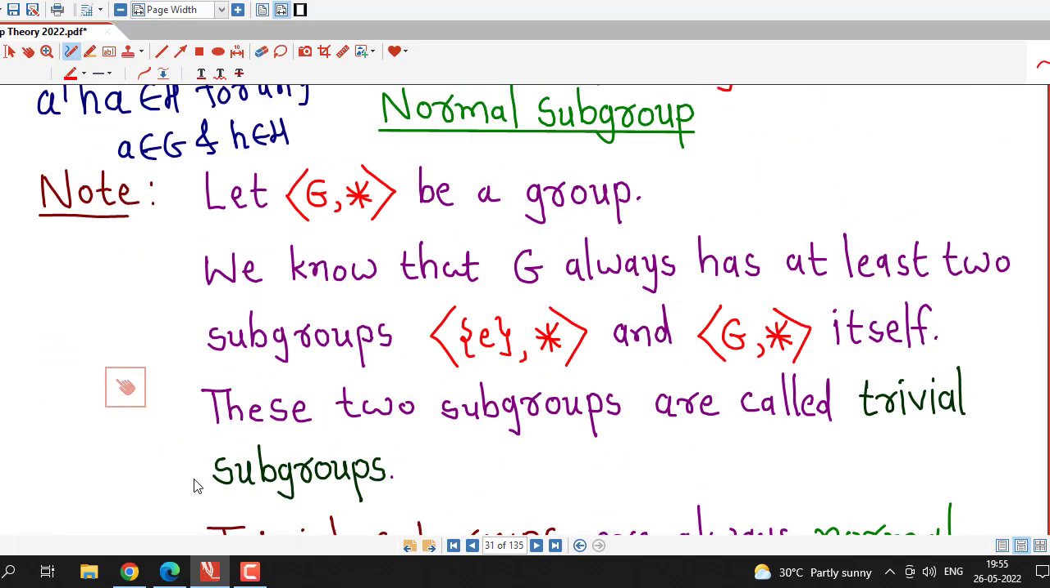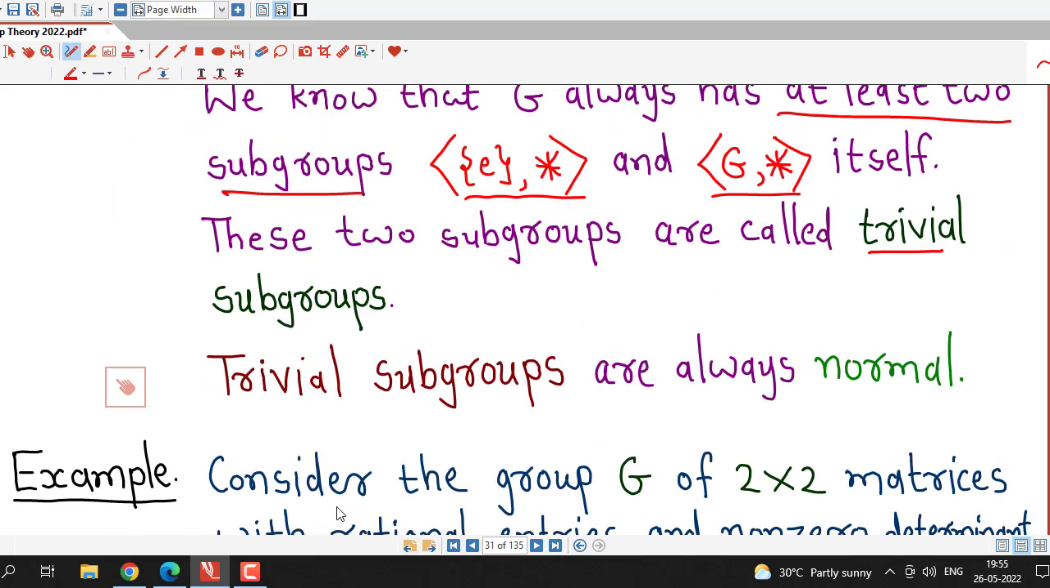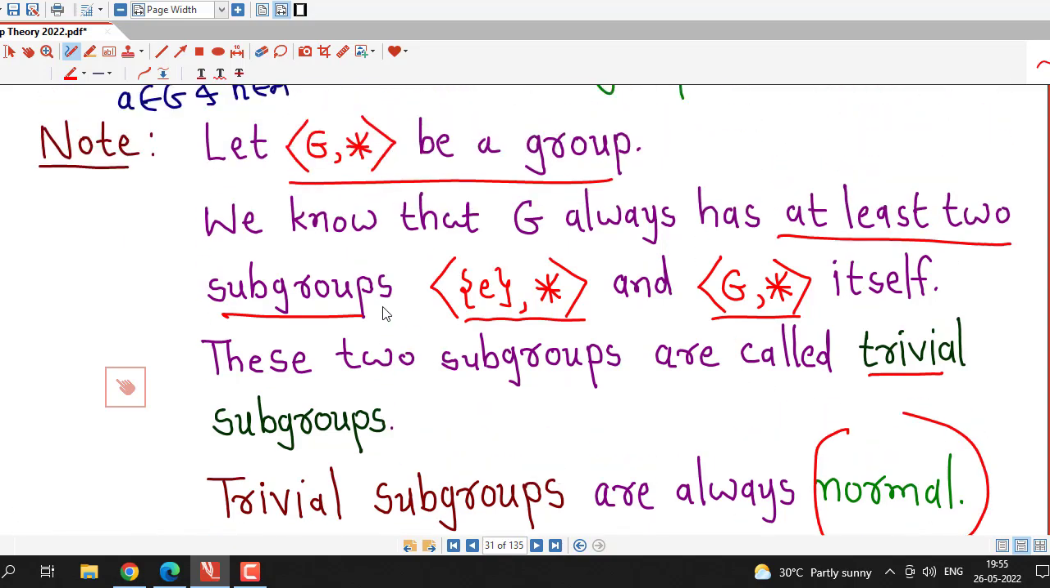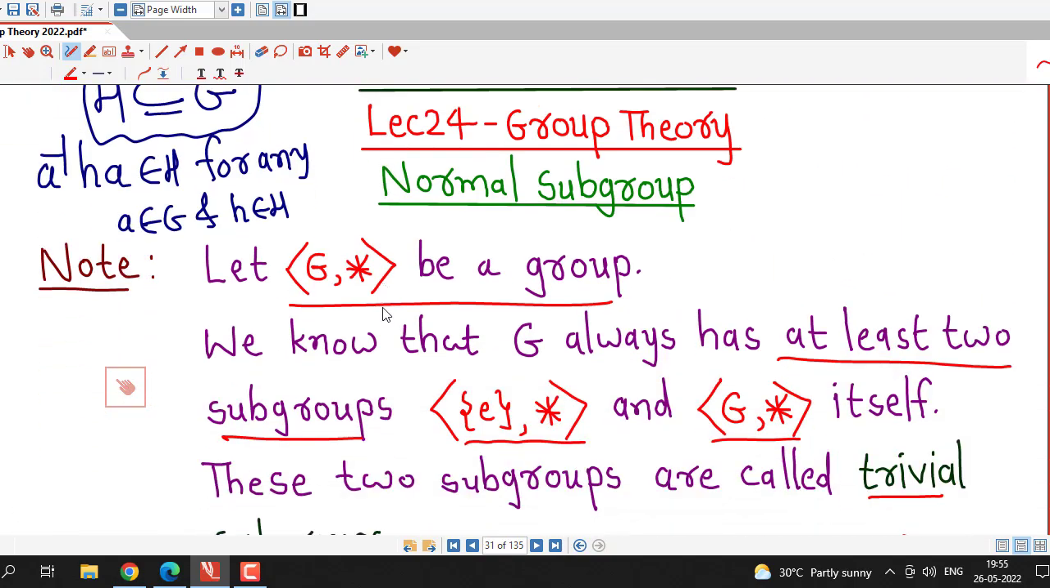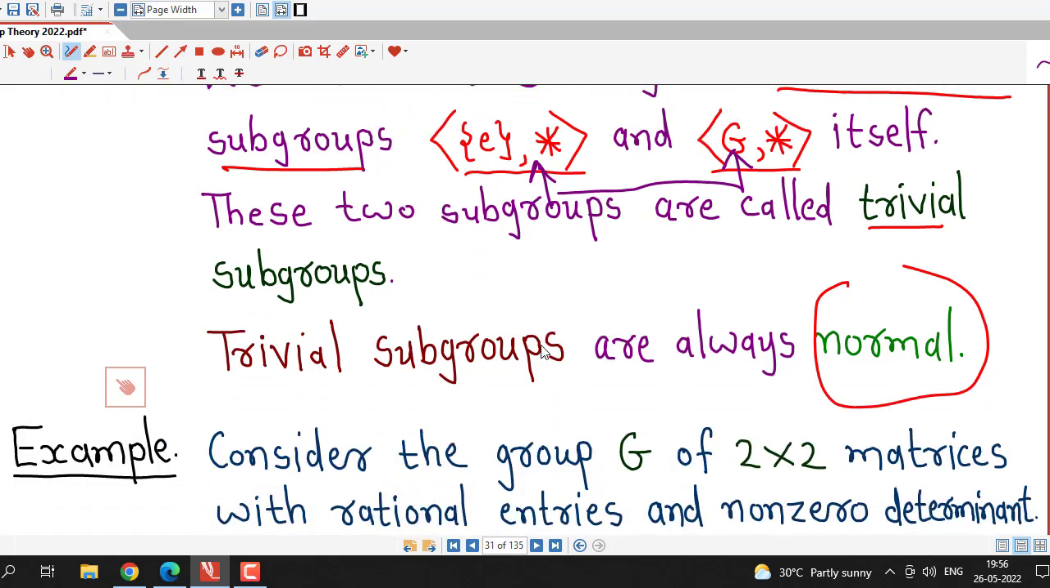So I have written here, let G with star be a group. We know that G always has at least two subgroups, the set containing the identity of G and the group itself. These two subgroups are known as trivial subgroups, and trivial subgroups are always normal. So if they ask you to write down the definition of normal subgroup, and give an example of normal subgroup, then you can simply write these two as examples of normal subgroups. These are trivial normal subgroups in any group G.